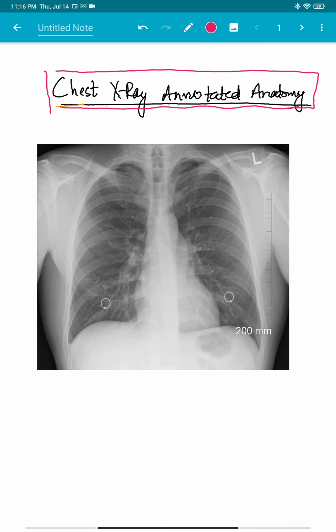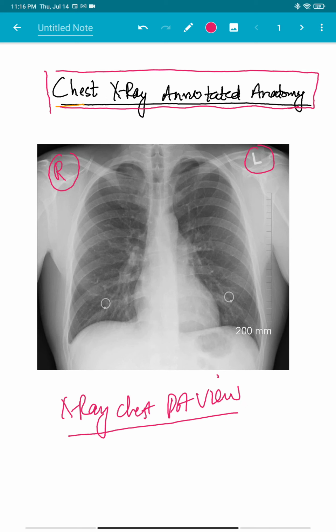So first of all, we will see the X-ray. We will see whether an X-ray chest is PA, AP or lateral view. This is the left side and this is the right side. We know that this is an X-ray chest, PA view. How have we identified this is PA view or AP view? We will talk about this discussion in our next video.